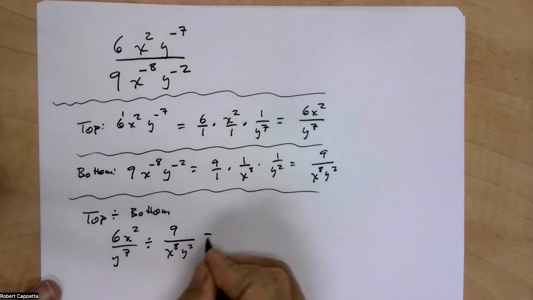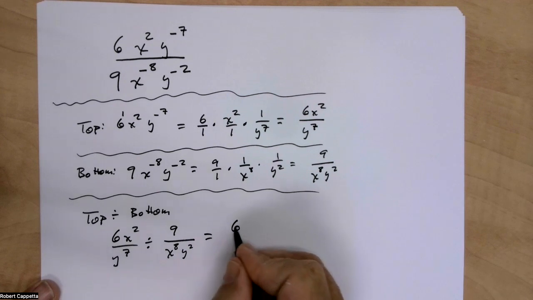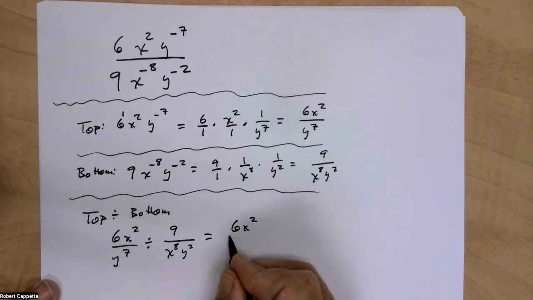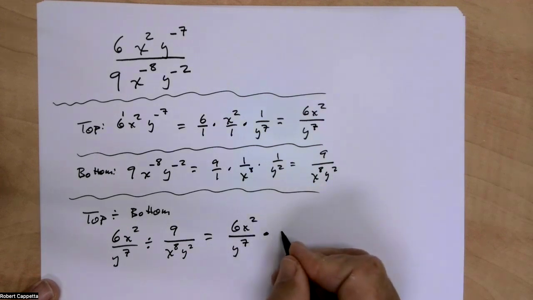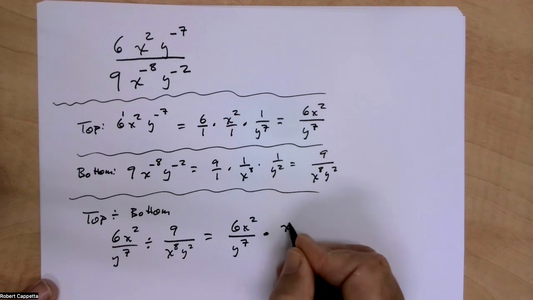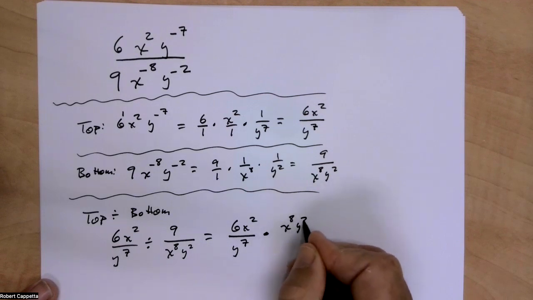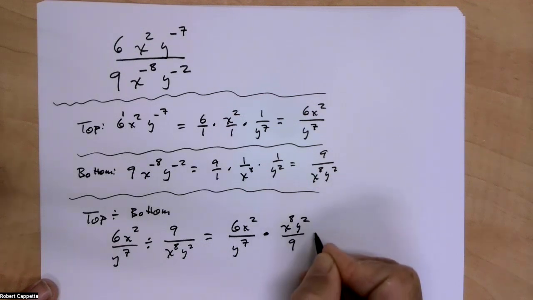What is that going to give me? Again, invert and multiply, leave the first thing. Keep, change, flip, as I've heard some students say over the years. Keep the first thing, change this, and then flip the subsequent fraction. x to the 8th, y squared over 9.